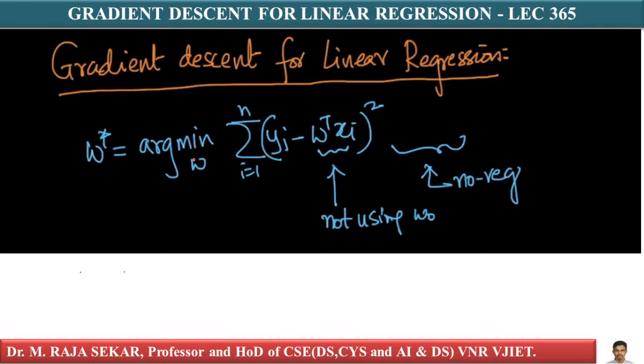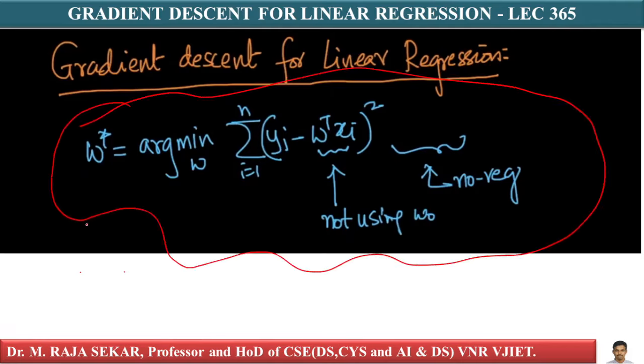In this lecture, we will try to understand gradient descent for linear regression. Let's take our linear regression formulation. If you are not aware of this particular formulation, I will discuss it in future classes. For the time being, just understand W star, the optimal value of W, which is equal to argmin of W, sigma i equal to 1 to n, yi minus W transpose xi whole square.